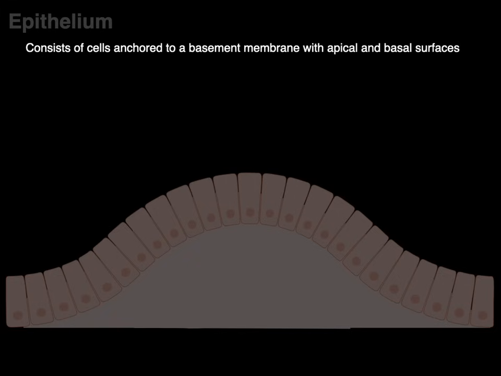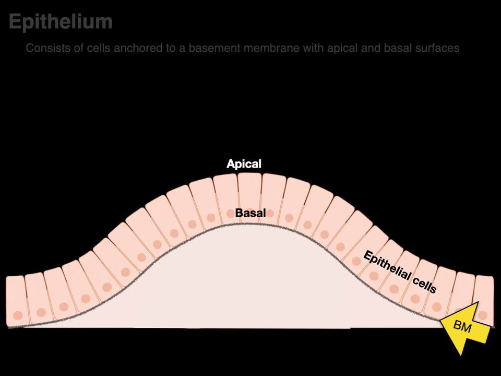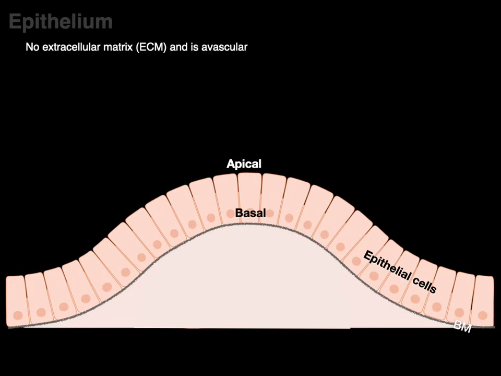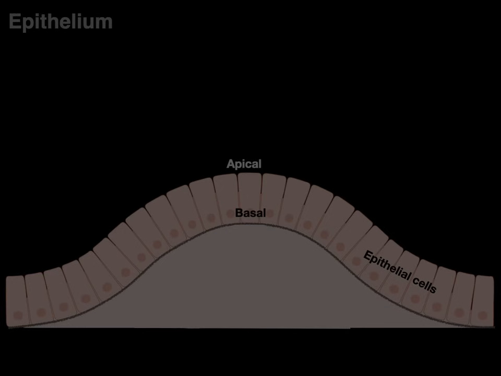Now, epithelium consists of cells that are anchored to a basement membrane, and the cells have apical and basal surfaces. So there's epithelial cells, there's a basement membrane, and there's an apical and basal surface. Basal means it's anchored to the basement membrane. Apical means it's towards the surface. And in epithelium, there's no extracellular matrix, or ECM, and the epithelial tissue is avascular, without blood supply. So there's very little, if any, space between cells, and as a result, there are no blood vessels. So epithelium is avascular. Epithelial tissue is like bricks, cells right beside each other.